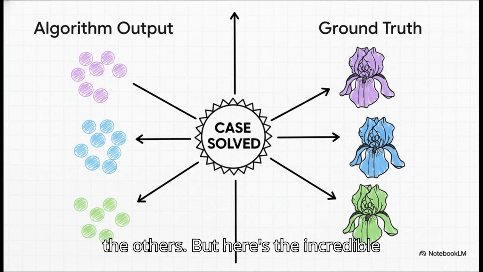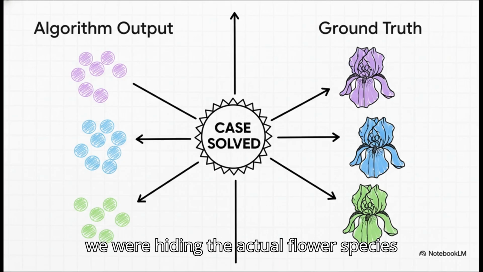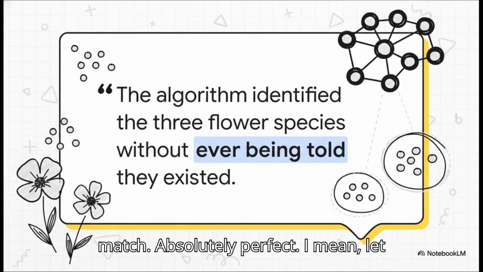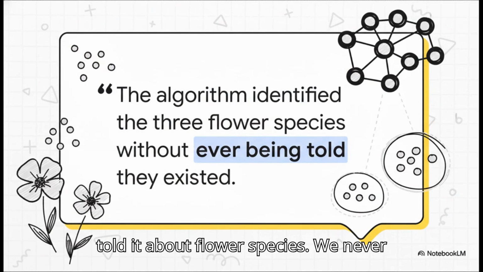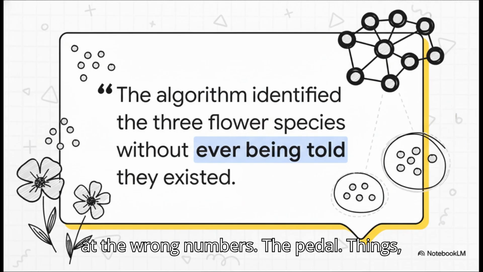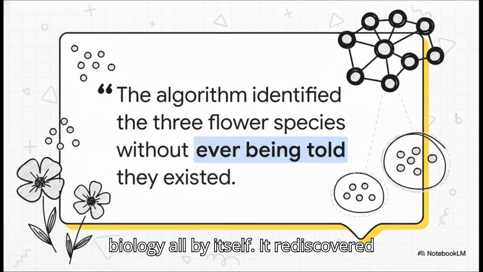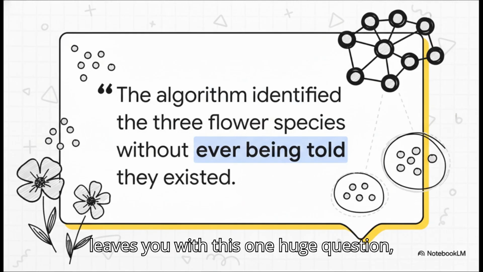But here's the incredible part. When we take those secret labels we were hiding, the actual flower species, and lay them on top, it's a perfect match. Absolutely perfect. I mean, let that sink in for a second. We never told it about flower species. We never gave it a single hint. It just looked at the raw numbers, the petal lengths, the sepal widths, and it figured out biology all by itself. It rediscovered the 3 species from scratch.